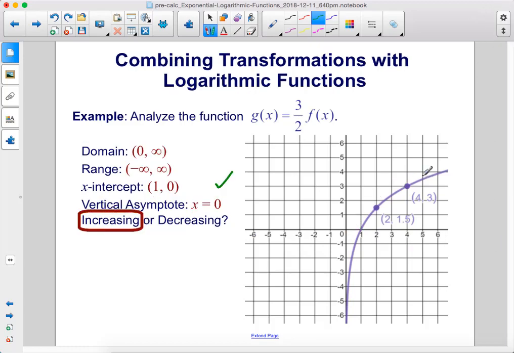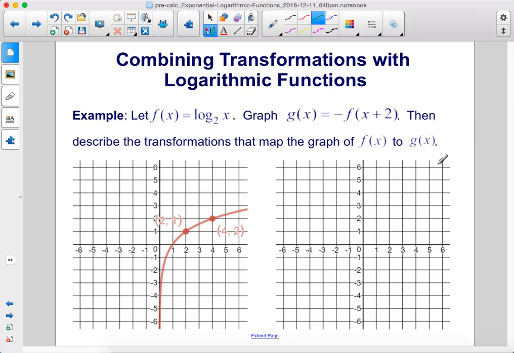And there you go. Here's an example. Let f of x equal log base 2 of x. Graph g of x equals negative f of x plus 2. Then describe the transformations that map the graph of f of x to g of x.